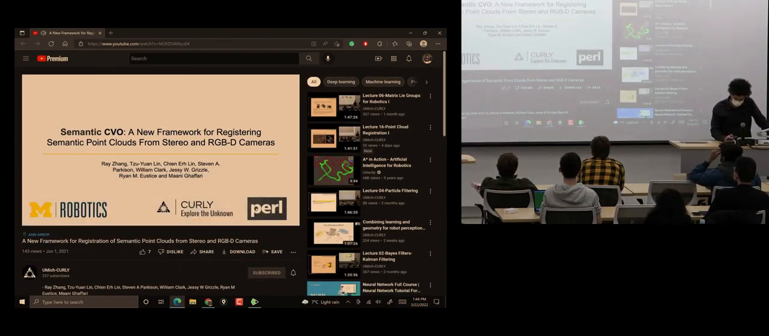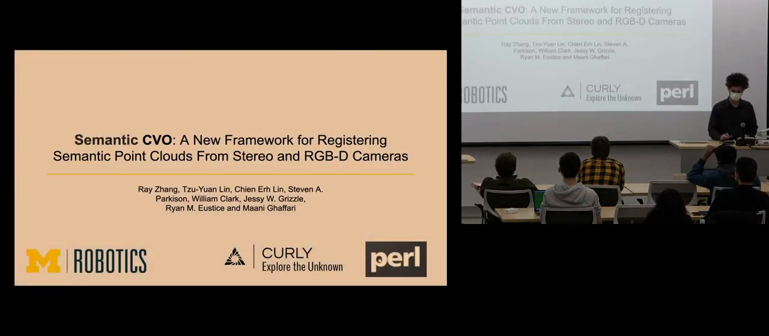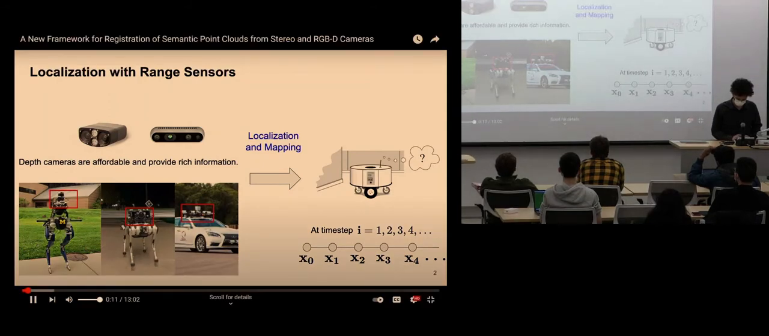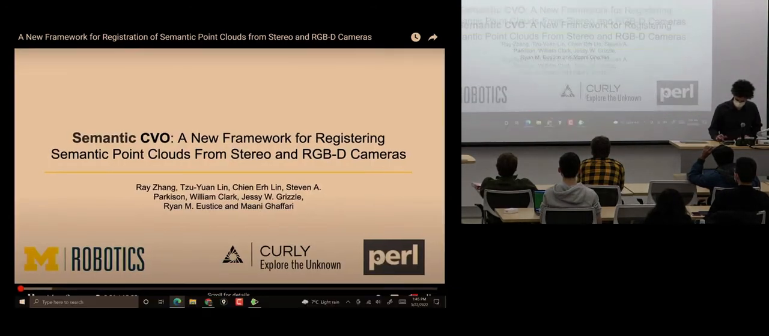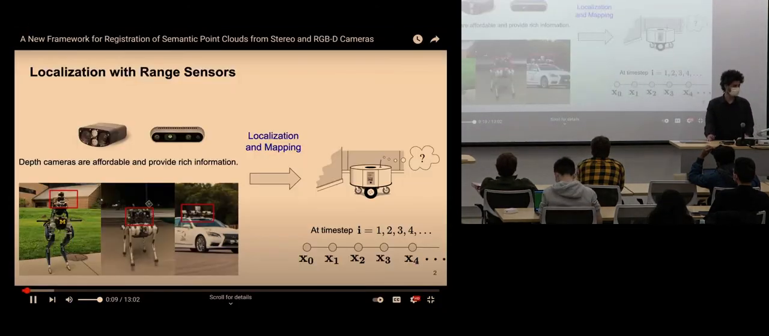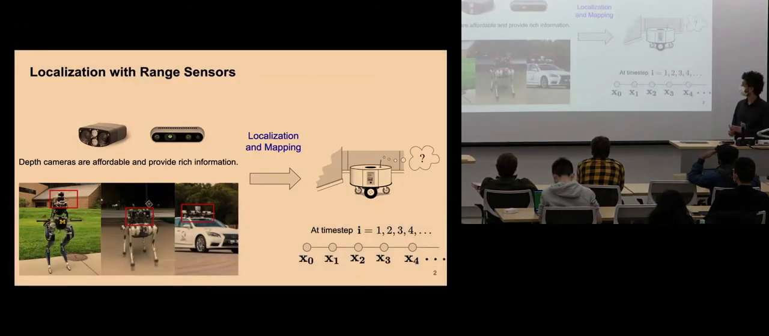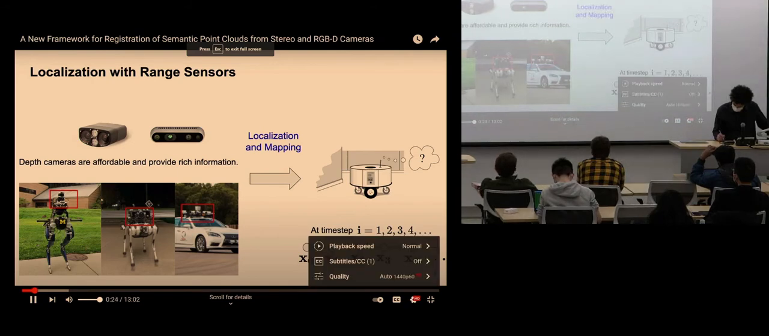CBO, a new framework for registering semantic point clouds. This is an extension of the work. Now we're going to bring in the semantics. I'm going to introduce semantic CBO, a new framework for registering semantic point clouds from stereo and RGBD cameras. Range sensors like stereo and RGBD cameras can be found in many modern autonomous robots. They're heavily used in localization and mapping algorithms to generate the poses at different timestamps.